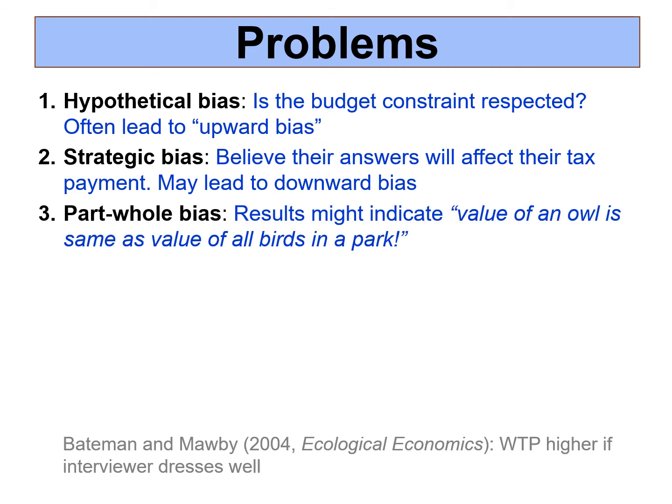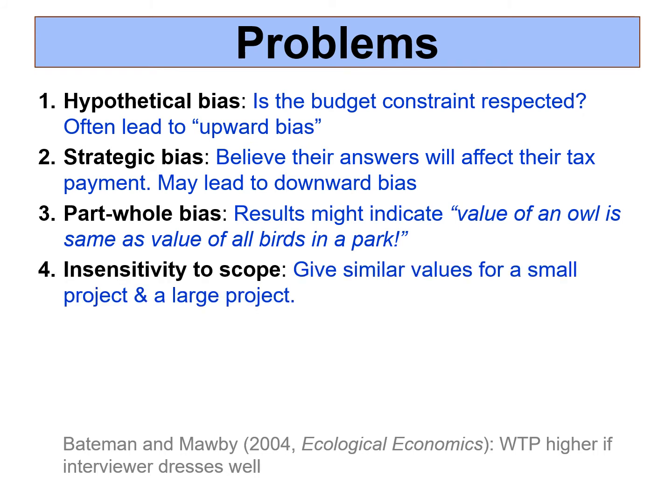The next one is part-whole bias. So the result might indicate that the value of an owl is actually the same as the value of all birds in the park. Okay, so number 4, you have insensitivity to scope issues. So they may give similar results or similar values for a small project and a large project because they are very insensitive to the scope that you have given to them.